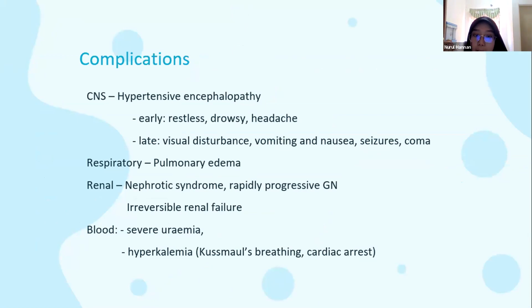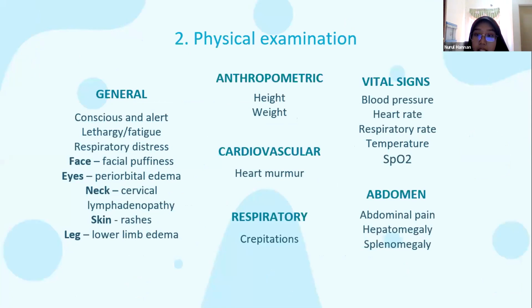Other complication is pulmonary edema due to fluid retention, and in renal, there can be nephrotic syndrome, rapidly progressive glomerulonephritis, and also irreversible renal failure. For blood, the patient may have severe uremia and also hyperkalemia. So the patient may present with Kussmaul breathing due to metabolic acidosis and also cardiac arrest due to cardiac arrhythmia. So next, we go to the physical examination.